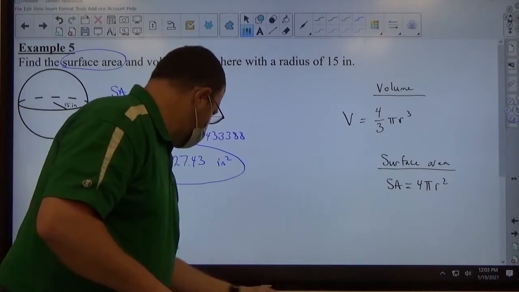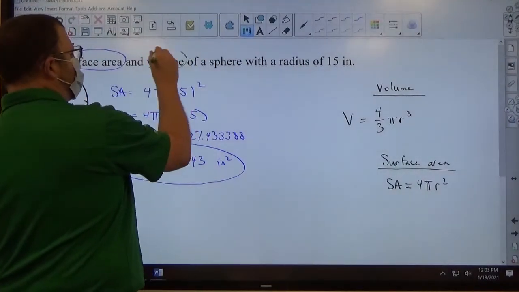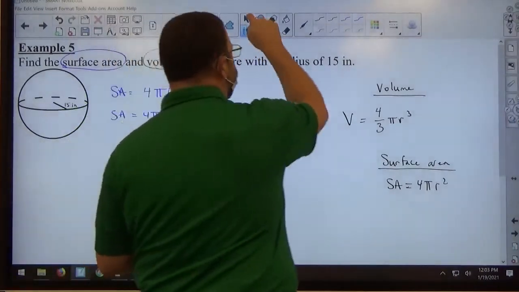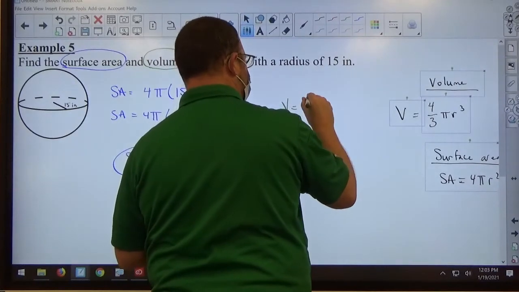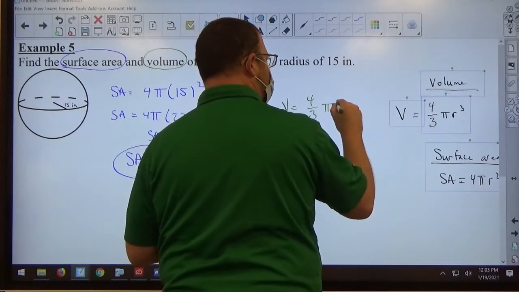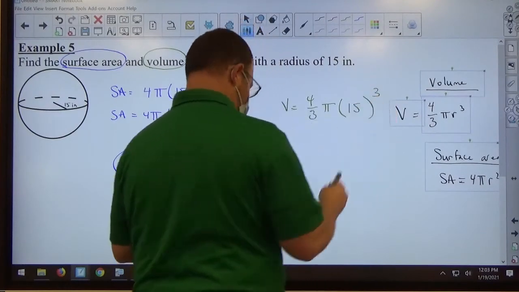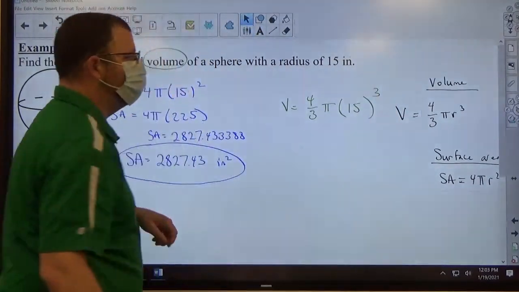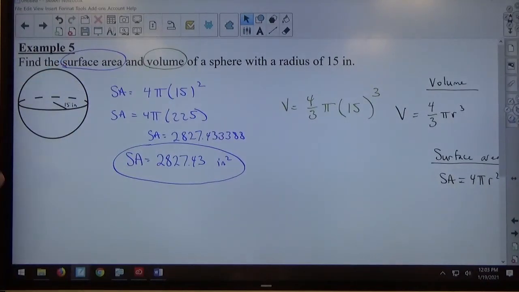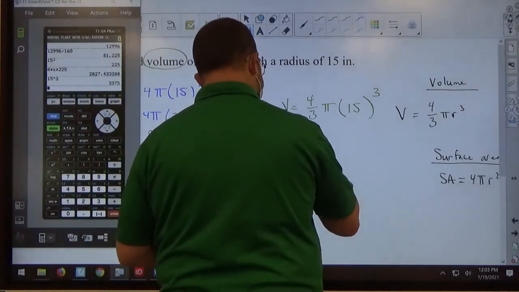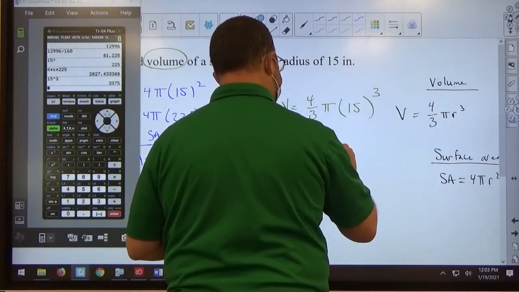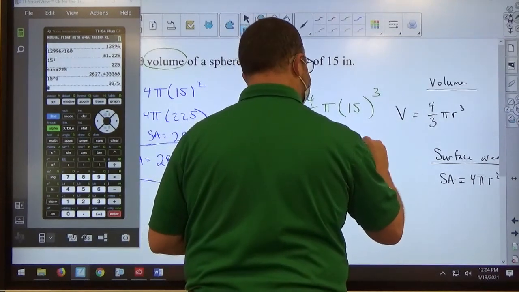The volume of this sphere, we're going to apply the volume formula this time. And the volume formula says volume equals 4/3 pi times the radius cubed. Again, before I start messing around with the calculator, I'm going to figure out what 15 cubed is. I don't want to type this whole thing in with the power there. If I type in 15 to the third power, most calculators have this little caret key to get a power, 3,375. So volume equals 4/3 pi times 3,375.